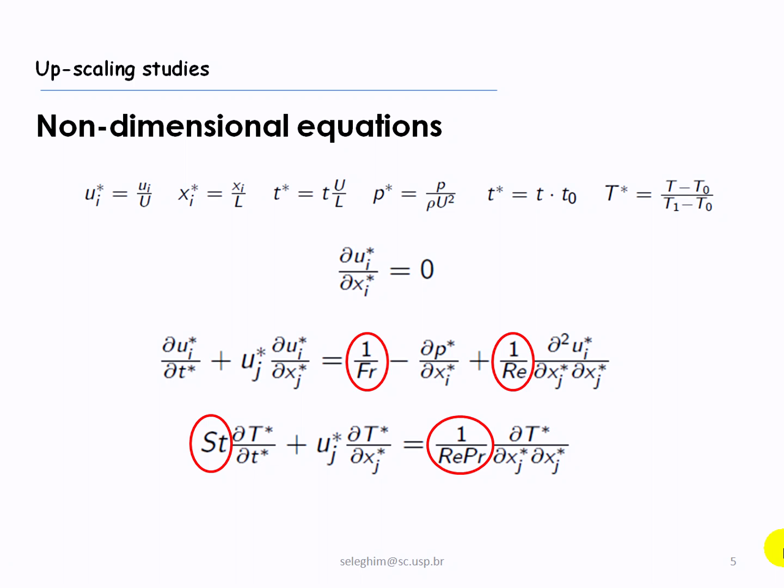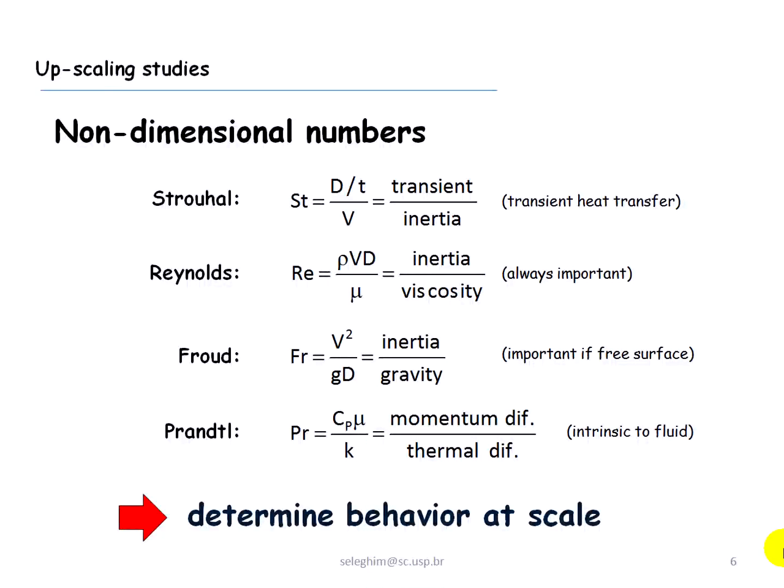So you have these equations that state mass conservation, momentum conservation, and energy conservation, in non-dimensional variables. So you don't have a problem with the scale. But you have these non-dimensional numbers, which are defined here, and they actually determine the behavior at the scale of your problem. So you have, for instance, the Strouhal number, which is a quotient between transient effects and inertia effects. So it's important if you have transient heat transfer.